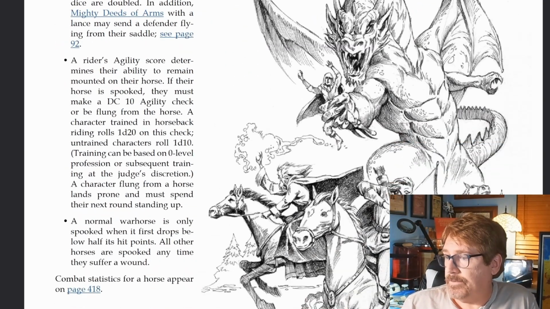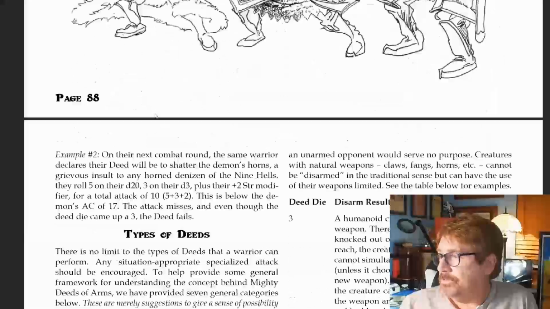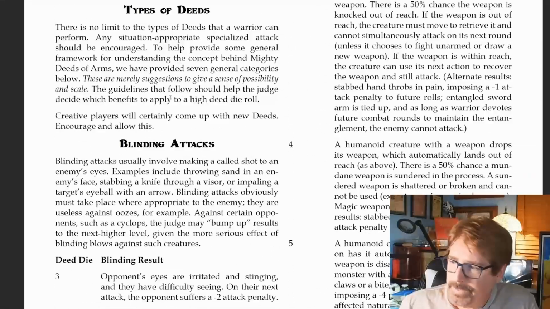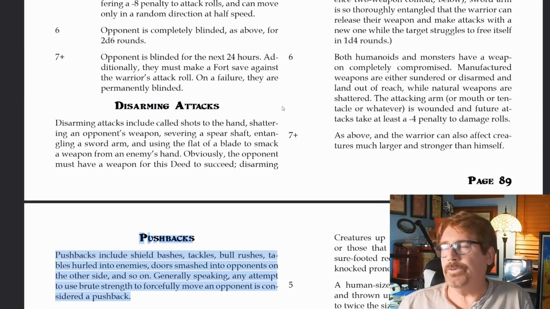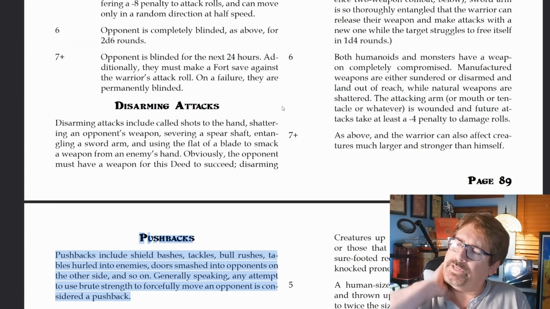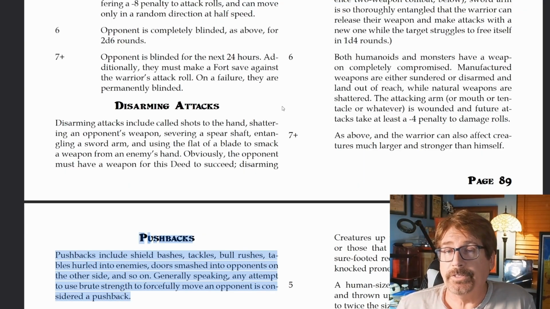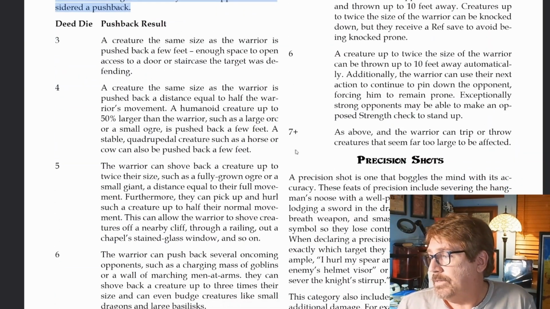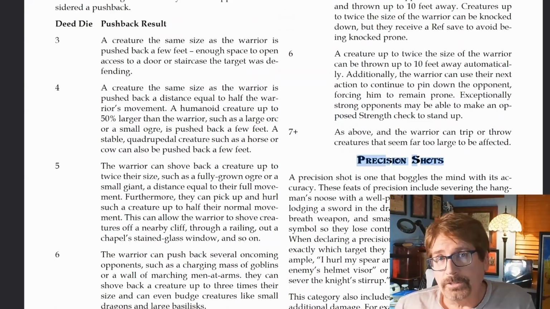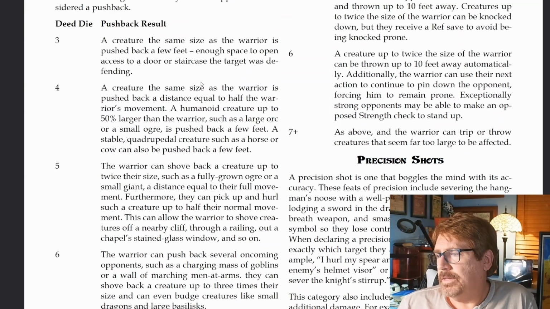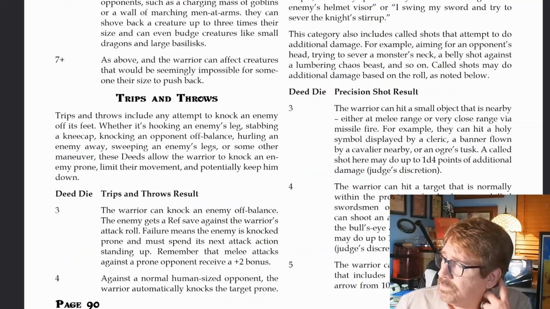So, yeah, same stuff. +1 AC. Mighty Deeds of Arms. Cool. You can do some cool stuff. The different deeds remind me of normal activities during combat. So, Castles and Crusades does have these actions that you can do as a player choice in combat. This is available in a lot of different systems. I know Old School Essentials Basic doesn't. I think Old School Advanced does. I know their Dolmenwood does.